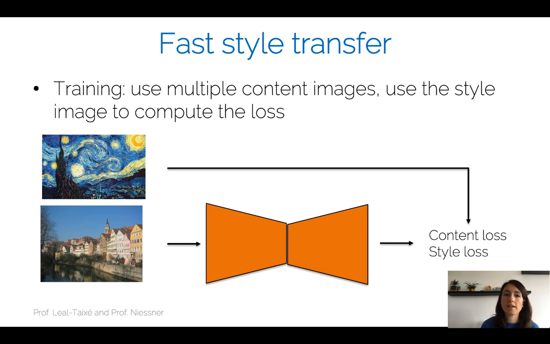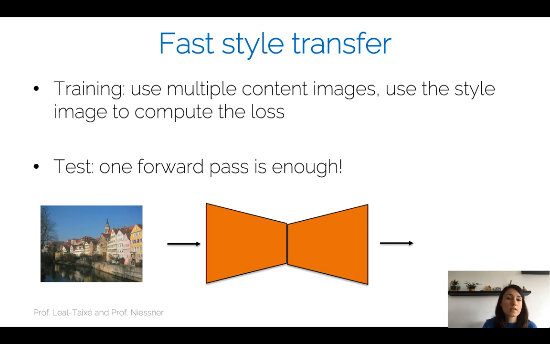The idea of fast style transfer is that we train an autoencoder type of architecture using multiple content images, but only one style image to compute the loss. I pass my content image through the network and compute the reconstructed output. I measure the content loss between the reconstructed output and the content image. Then I also compute the style loss between the style image and the generated output. If I train the neural network in this fashion, I now have a neural network that can take any content image and generate a Van Gogh style picture.